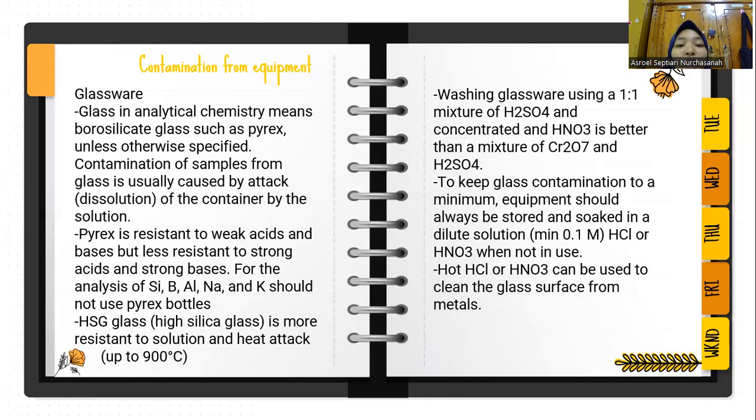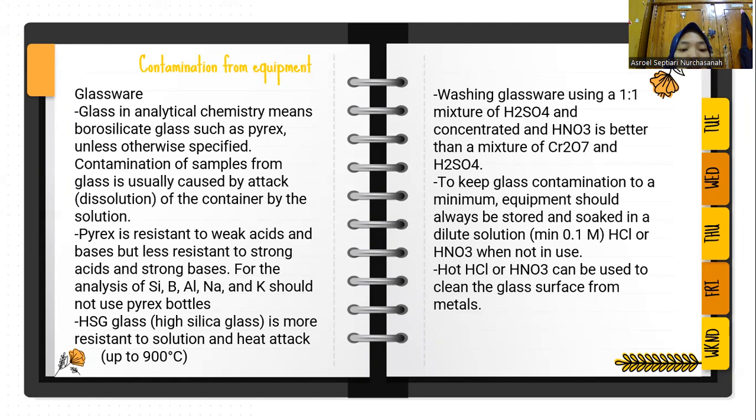Contamination from equipment. Glass ware. Glass in analytical chemistry means borosilicate glass such as Pyrex, unless otherwise specified. Contamination of a sample from glass is usually caused by acidic dissolution of the container by the solution. Pyrex is resistant to weak acid and base but less resistant to strong acid and strong base. For the analysis of Si, B, Al, Na, and K, Pyrex bottles shall not be used.